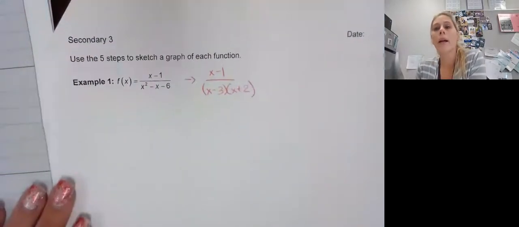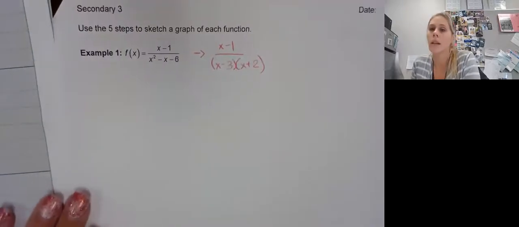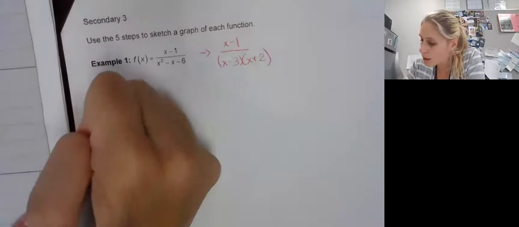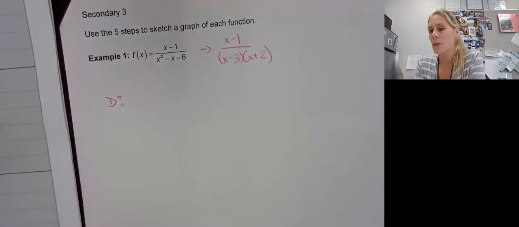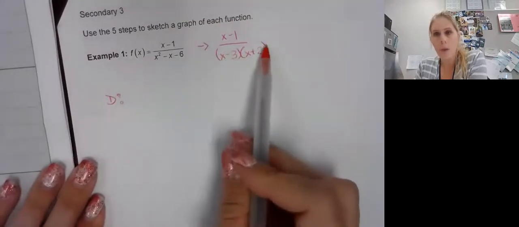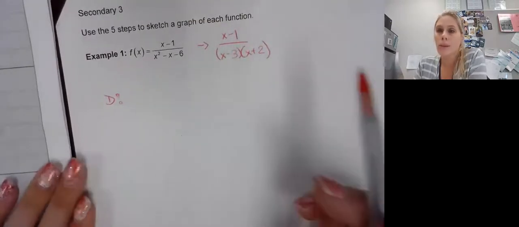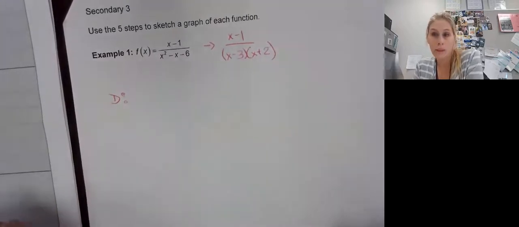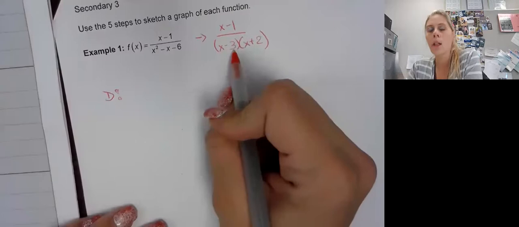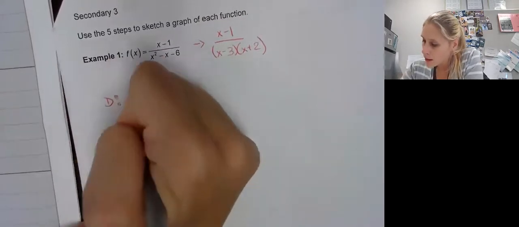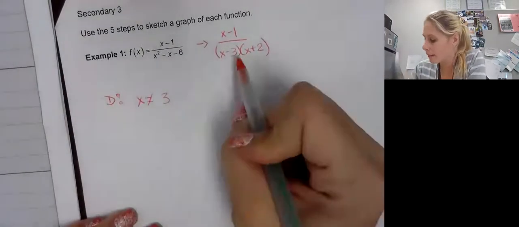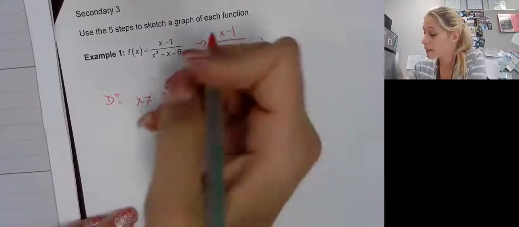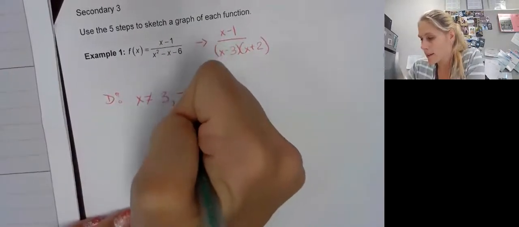Nothing cancels. By the way, I'm mentioning that because if it cancels, then there is a hole. So now when we talk about domain, I'm going to talk about it in two different ways. I'm going to talk about it in what x cannot equal, and then put it in interval notation. So what we need to look at is the denominator. What can't x be? In other words, what makes the denominator equal 0? Well, in this case, x minus 3, what makes that equal 0? Well, that would be 3. So I know x can't be 3. And if I look here, what makes that 0? -2. So x can't be 3 or -2.